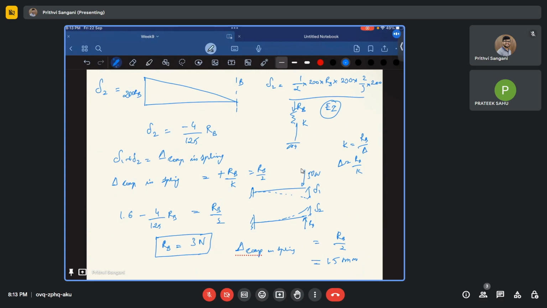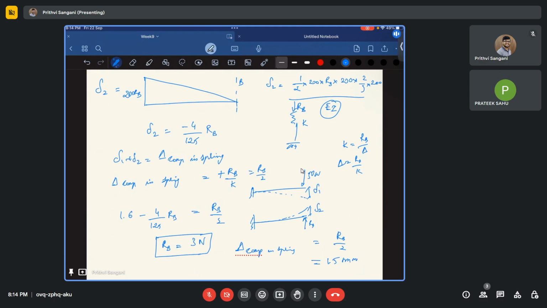We can't simply always take, like I did when I was explaining this problem initially, delta 1 plus delta 2 equal to 0, but it may not always be true. So in this kind of question we need to be careful in taking delta 1 plus delta 2.